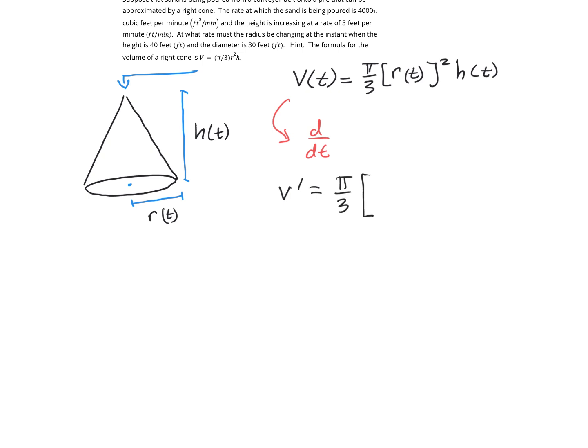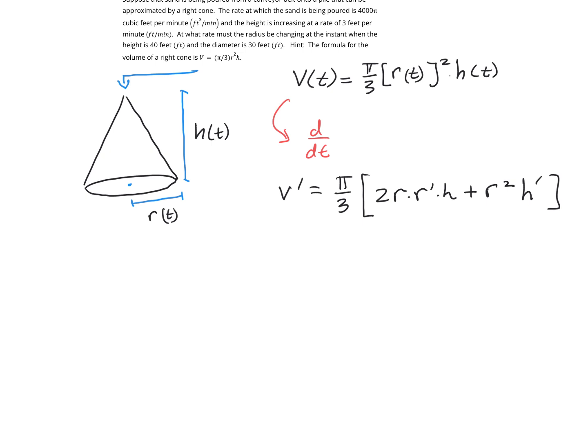Now, using our product rule, we're going to have the derivative of the first, that's 2 times r to the first power times r prime, which is the derivative of r, multiplied times the second function h. So that's the derivative of the first times the second. Then we add on the first, which is r squared, times the derivative of the second, which is just h prime. That is the symbolic answer for our rates of change equation.